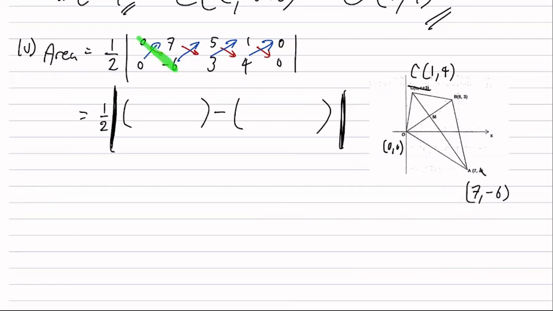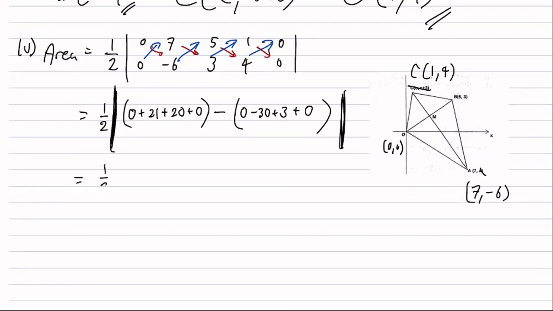Let's just multiply it. 0 times minus 6, 0. 7 times 3, plus 21. 5 times 4, plus 20. 1 times 0, plus 0. Minus away, 0 times 7, 0. Minus 6 times 5, minus 30. 3 times 1, plus 3. 4 times 0, plus 0. Is that okay?